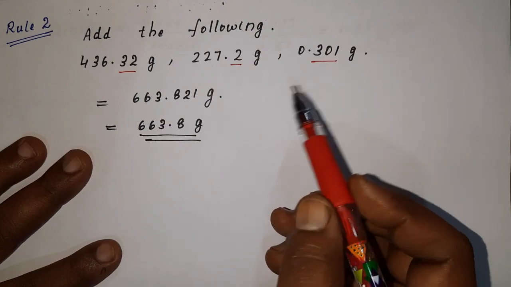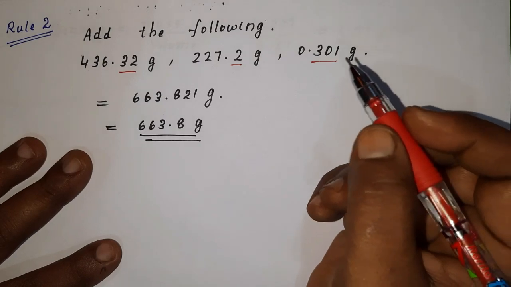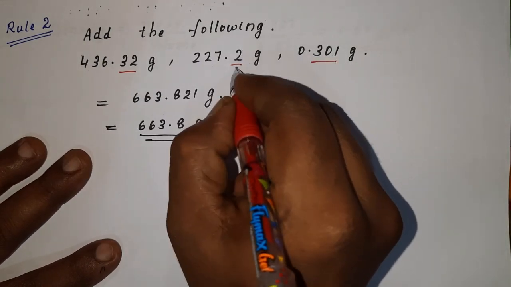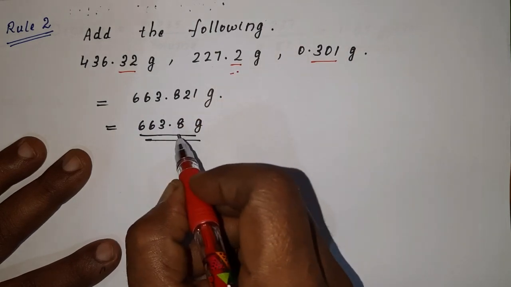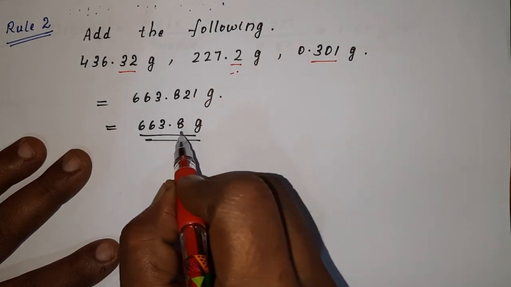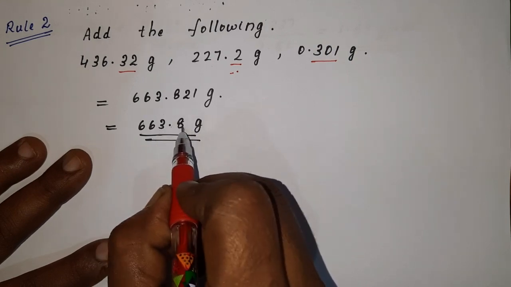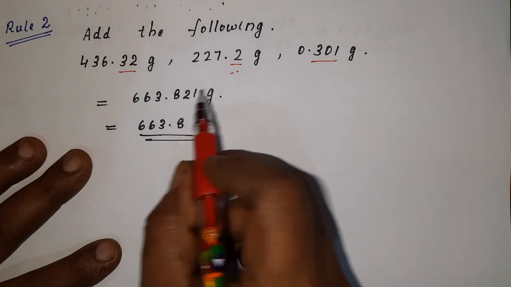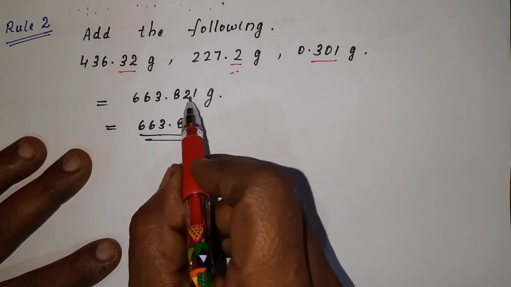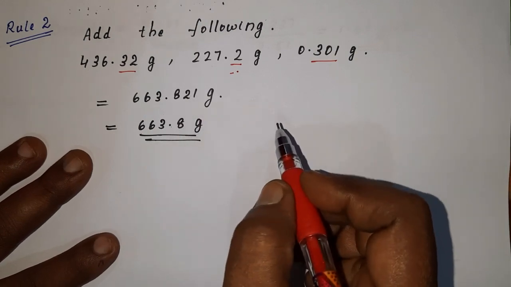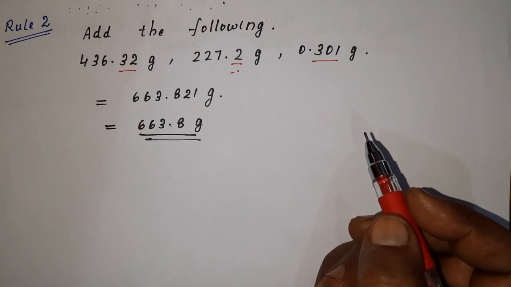But as per the rule, you have to retain only the least number of decimal places. So here, that means 1. That is the lowest one. So in the answer, how many decimal places do you have to retain? Only 1. After the decimal point, you need to write only 1 digit. So the other 2 digits can be dropped. And the number to be dropped is less than 5, so you can simply drop that and your answer becomes 663.8 gram.